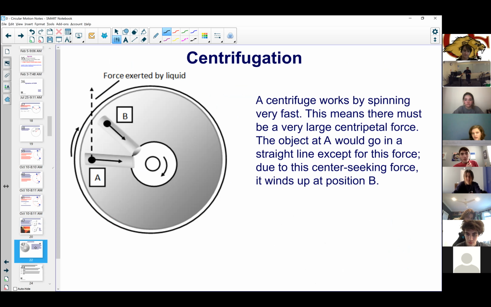A centrifuge works by spinning very fast. This means there must be a very large centripetal force. The object at A would go into a straight line except for this force. Due to the center-seeking force, it winds up at position B.